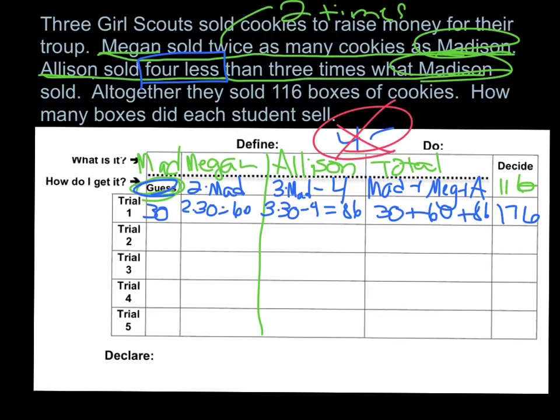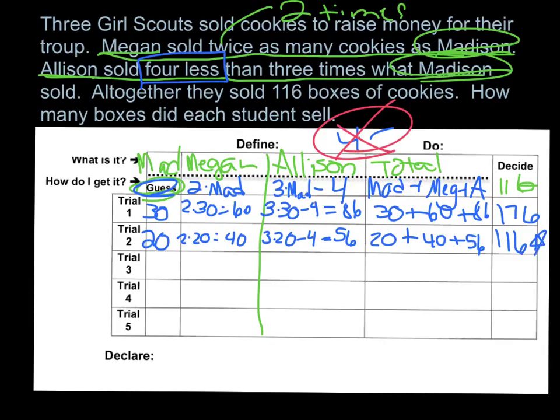So let's go down to 20. Notice I'm starting with nice pretty numbers, and then as I get closer or need to make it bigger or smaller, then they'll get a little bit harder. So Megan's then is going to be 2 times 20, which is 40. Allison's is 3 times 20 minus 4, so that's going to be 60 minus 4 is 56, and then adding Madison's plus Megan's plus Allison's. Let's see, 56 plus 40 is 96, plus 20 is 116. Hey, guess what? I got it on the second guess.